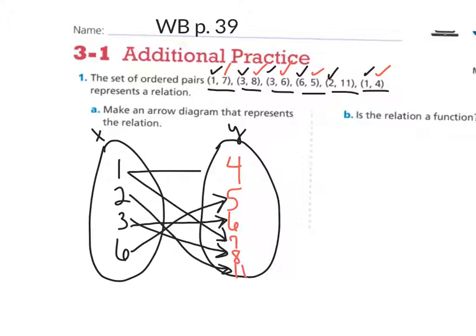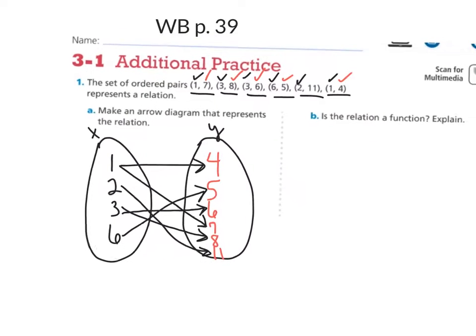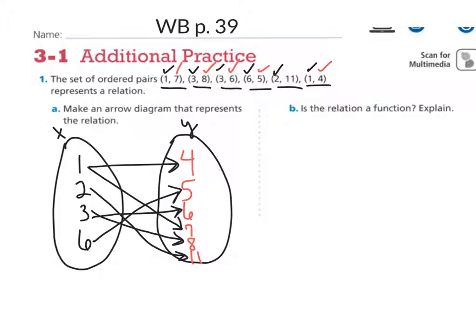1, 4. So we end up with kind of a jumbled mess here, it looks like. So if that's too confusing to look at, you can go back and look at the original points if you want. For part B, it asks if it's a function, and the answer is no.